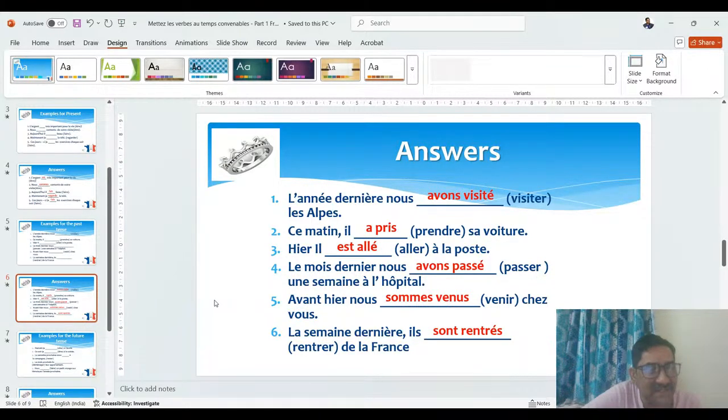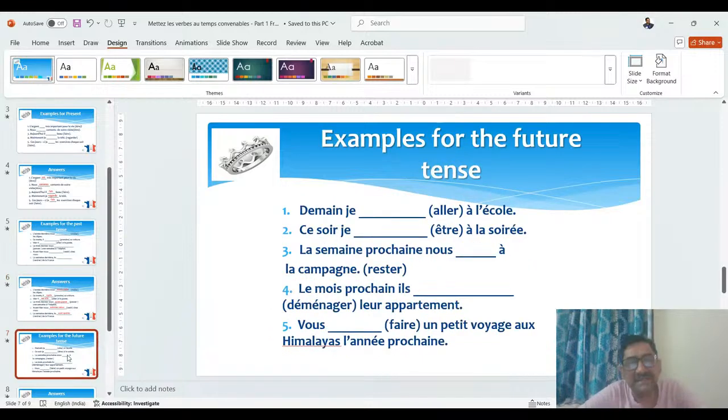Okay, so let's go to the examples for future tense now. Okay, future tense. The clues are demain, ce soir, la semaine prochaine. This word prochaine means next. Okay, so whenever we see the word next in a sentence, that means it's going to happen. So it's always future tense. So demain, je dash aller à l'école. Ce soir, je être à la soirée. La semaine prochaine, nous dash à la campagne. Rester is the verb here. Put it all in future.